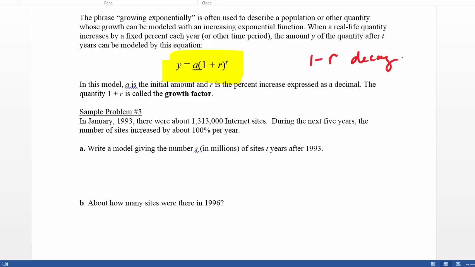So go ahead and try to work sample problem 3. It is complex the first time you see something like this, but you can work through it and come back and look at the solutions and fill in the gaps.